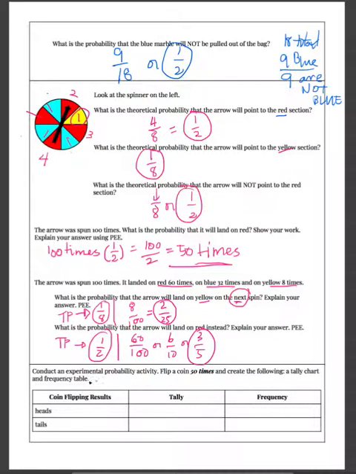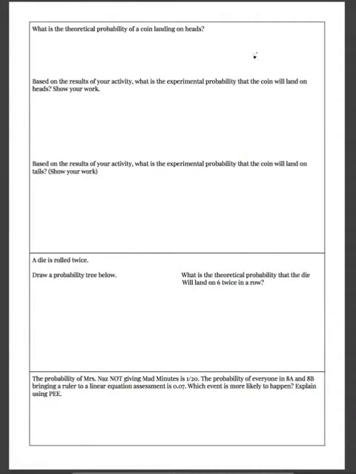Okay. So this one, flip a coin 50 times. Okay, this one you need to do by yourself. So you can do it at home. Flip a coin 50 times and tally it and do a frequency table. Okay, but for now, let's go to the next page. What is the theoretical probability of the coin landing on heads? And as we talked about a while ago, there are two sides, heads or tails. So that would be 1/2. Now based on the results of your activity, what is the experimental probability? You need to do that by yourself.